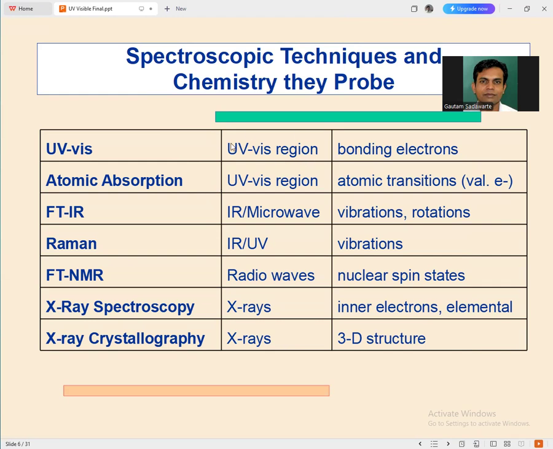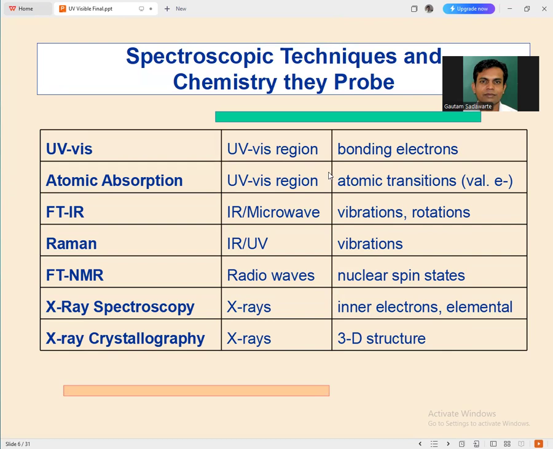Ultraviolet visible spectroscopy is in the UV region. In that case, the bonding electrons undergo electronic excitation. The second one is atomic absorption spectroscopy, which is also offered in the UV visible region. In that case, atomic transition occurs. If you see sodium's electronic configuration, the outermost orbit consists of only one valence electron, and that is responsible for atomic absorption spectroscopy.